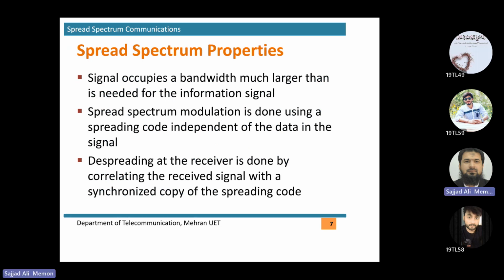So the properties of a spread spectrum are that it occupies a bandwidth much larger than is needed for the information signal. So we use the excess of bandwidth here. That means we spread the energy of the information signal. And the condition is the signal that we are using for spreading should have much larger bandwidth, so that spread spectrum modulation is done using a spreading code independent of the data in the signal. And the despreading at the receiver is done by correlating the received signal with a synchronized copy of the spreading code.